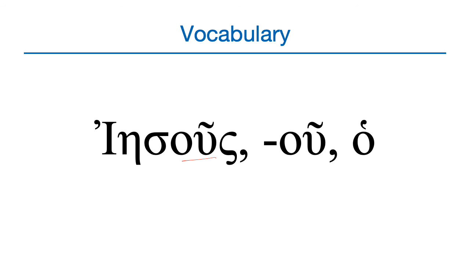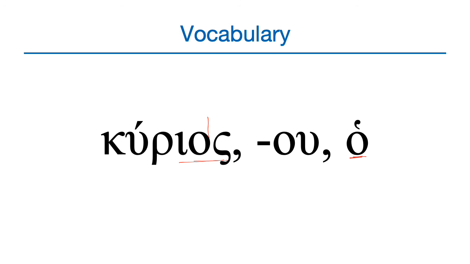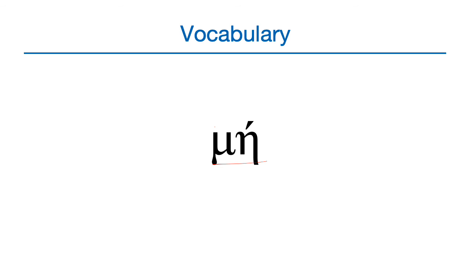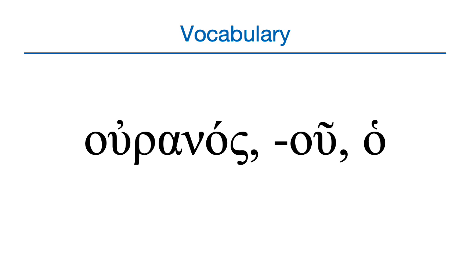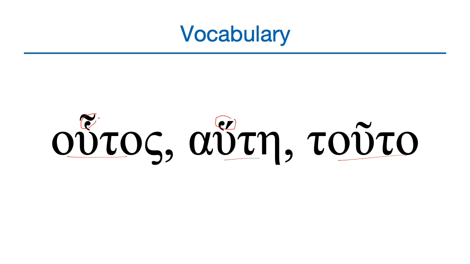And you have Jesus. We already talked about that, masculine. Curiously, though it ends with a sigma, it is masculine, indicated by the article. And me means not. And Ouranos, the name for heavens or heaven, with the article here means it is masculine.